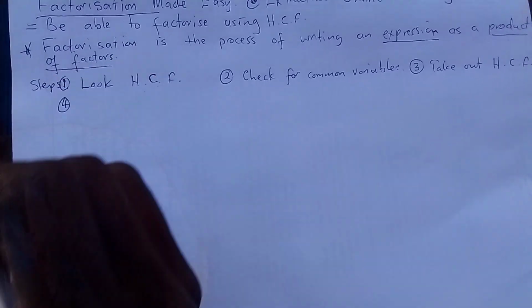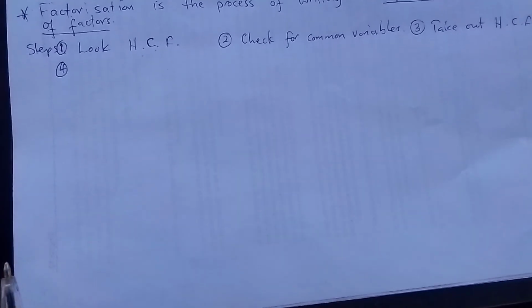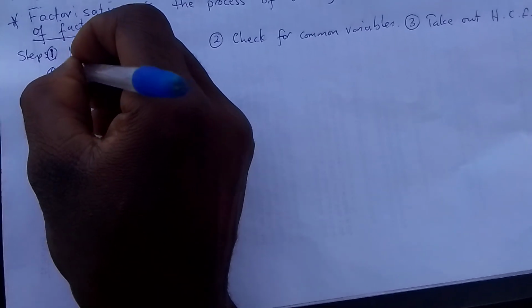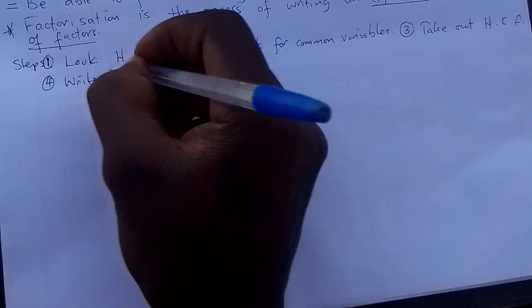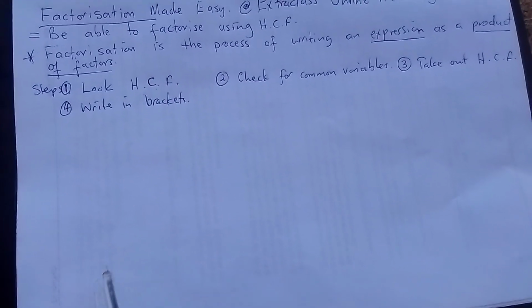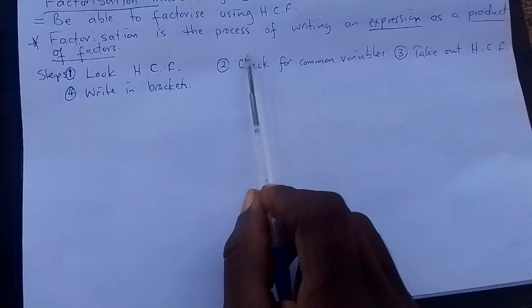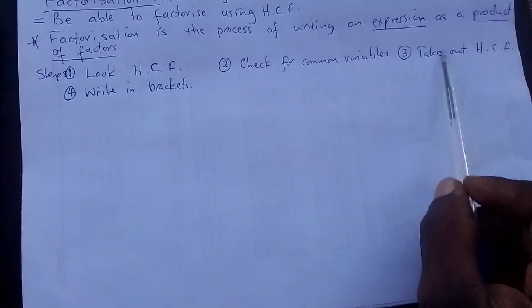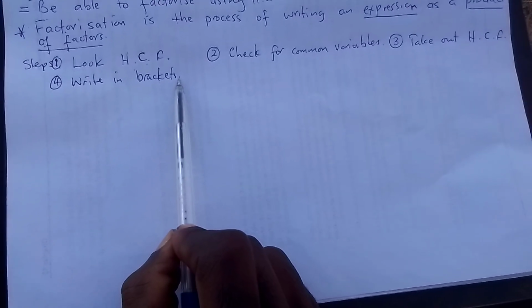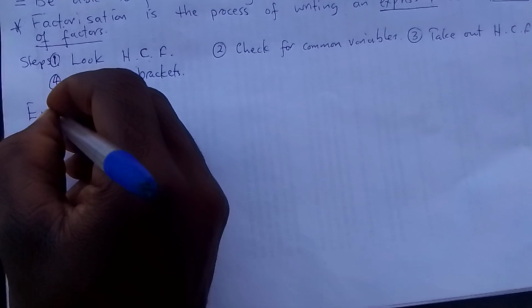And lastly, step number 4, so ndikuti ndisiye space panapa ekuzoita ma-examples edu 3 kuti munyatsonzwisisa. We now write the remaining terms inside brackets. So nchangoti write in brackets. Okay, saka ndati tine 4 steps. Yekutanga, we look for the highest common factor. Yechipiri, we check for common variables. Yechi3, we take out the highest common factor. Yechi4, we write in brackets. Let's apply these ones now to examples.